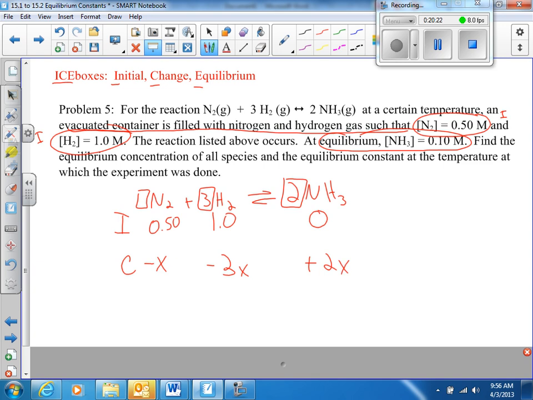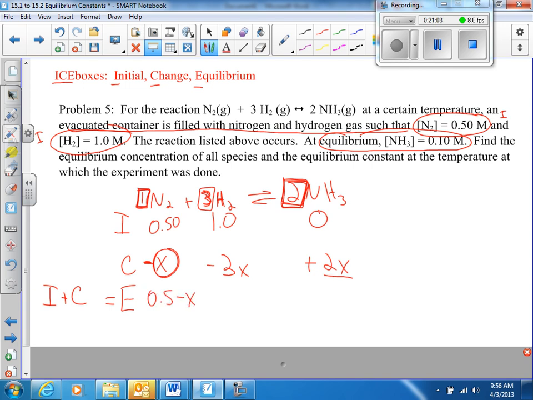So we first figure out whether it's plus or minus, and then we figure out what numbers, how many x. We don't know what x is, but if N2 goes down by x, we know that H2 right here has to go down by 3x, because there's a 1 to 3 ratio between the N2 and H2. And then the NH3, there's a 2 here. So for every 1 N2 that reacts, 2 NH3s are formed. So we have 2x over here. Now we have E for equilibrium. E is just equal to I plus C. So we have 0.5 minus x.